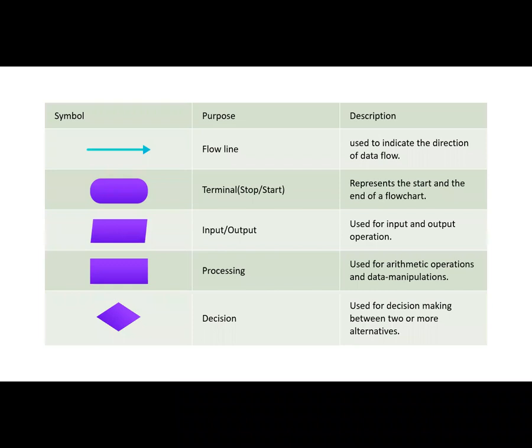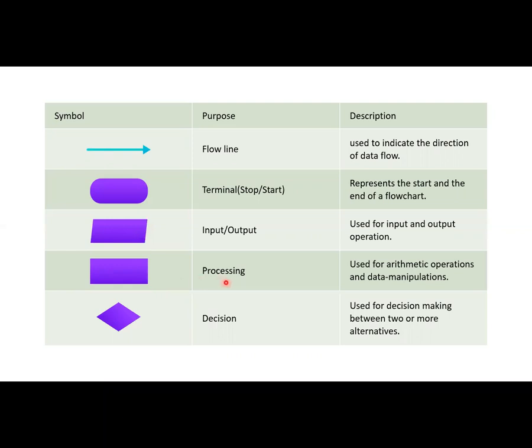First one is the flow line. We use arrows as flow lines, and these flow lines are used to indicate the direction of the data flow. The second one is the terminal symbol. We use a rounded rectangle to represent the start and the end of the flowchart. And the third one is the input and output symbol. We use this symbol to indicate input or output.